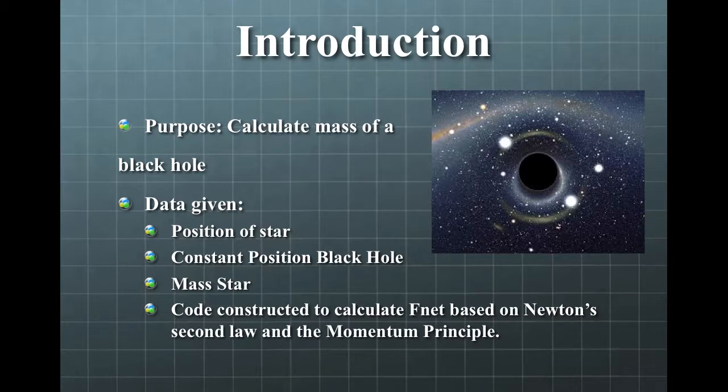In order to do so, the position of a star and its mass was provided, as well as the constant position of a black hole for a large period of time, and based on such positions, we were able to construct a model that was able to calculate the net force acting on the star based on the momentum principle. Using the net force acting on the star, we were finally able to calculate the mass of the black hole using the universal law of gravitation.